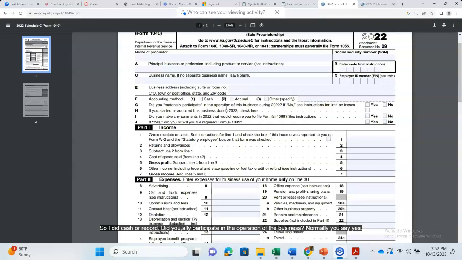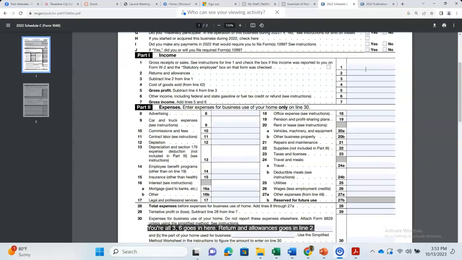Did you materially participate in the operation of the business? Normally you say yes. If you started or acquired this business during 2022, check here. Normally, if this is your first year of business, definitely you check that box. And you get these questions in the software also, so make sure you answer them correctly. Did you make any payments in 2022 that require you to file Form 1099? That is a very important question. If you say yes, make sure you file all those Form 1099s for independent contractors. And here, if yes, did you or will you file required 1099s? And the answer should be yes.